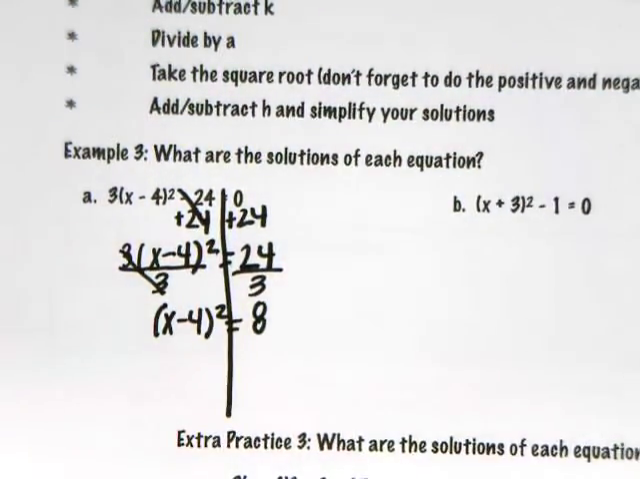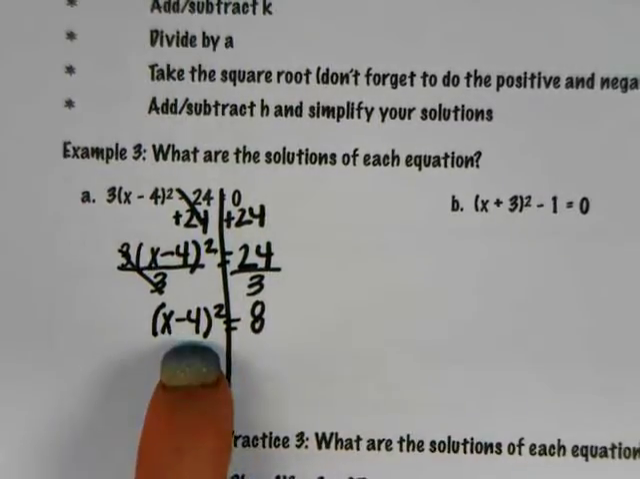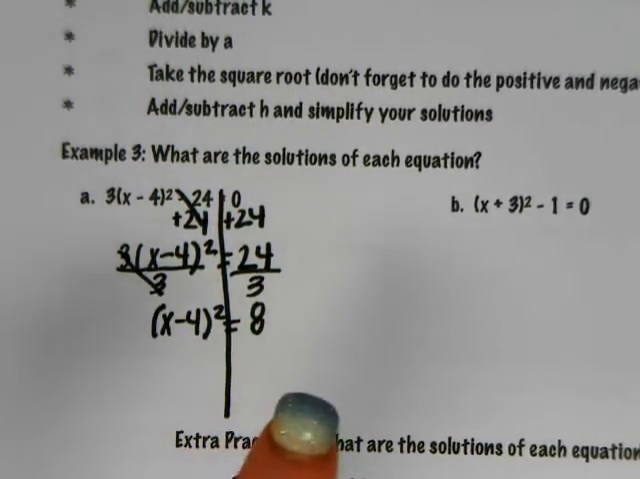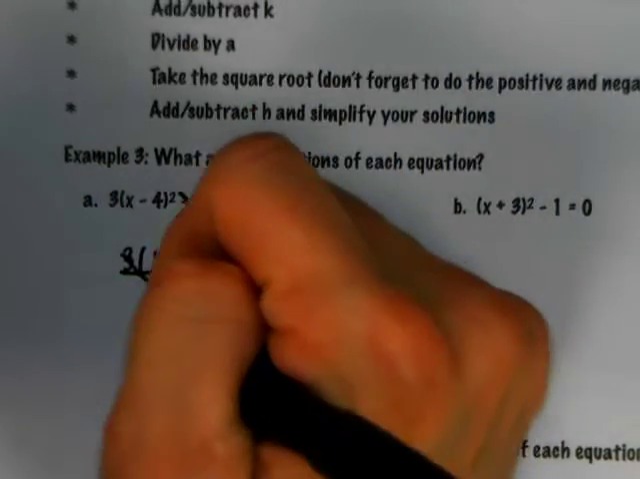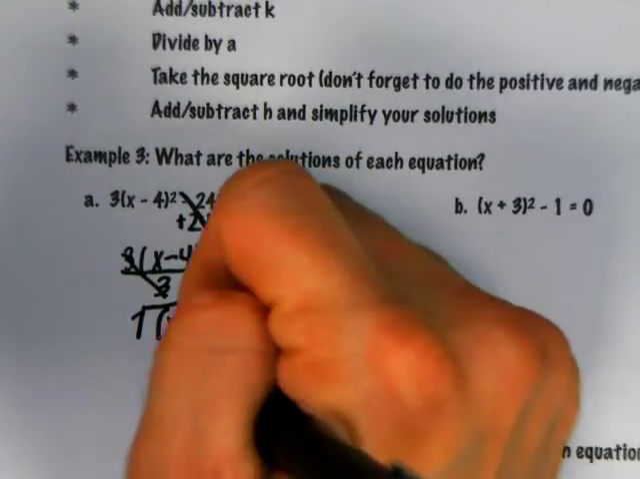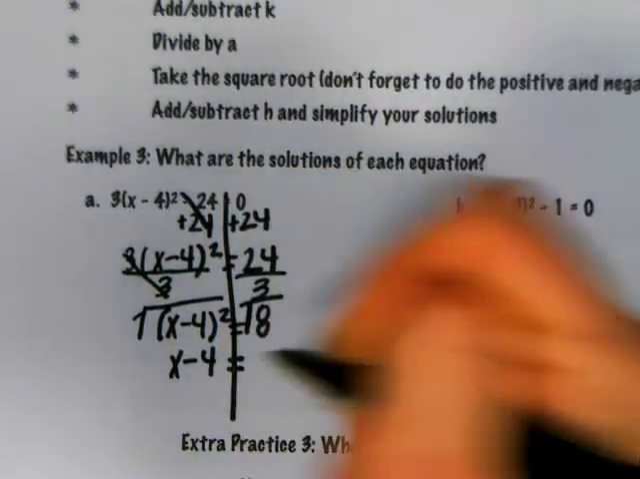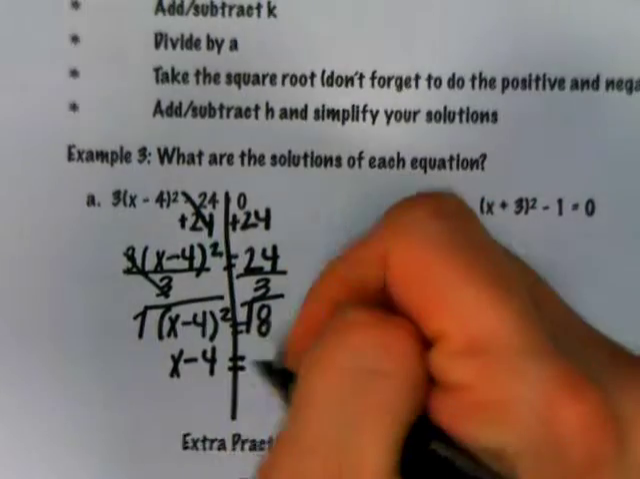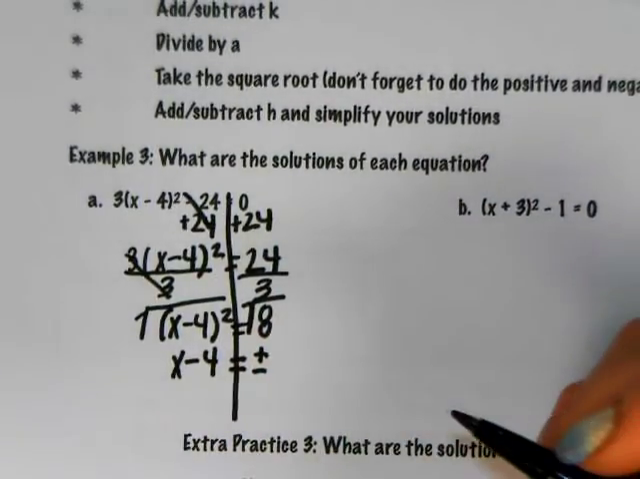Okay, at this point, I can't touch that negative 4 right now because it's locked in those parentheses with the squared. So this is the point where you're going to have to take the square root to get rid of that squared. So square root both sides. Now, does 8 have a square root? No, however, can you simplify that square root?